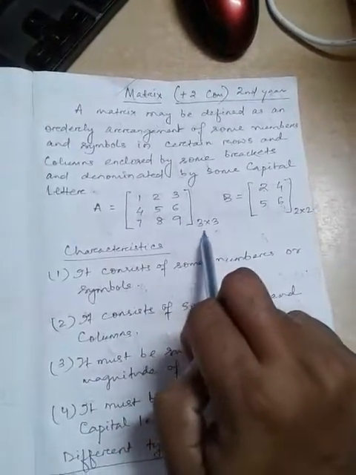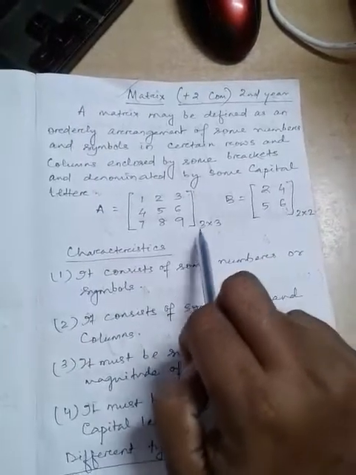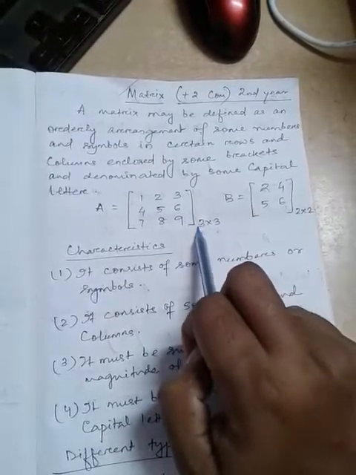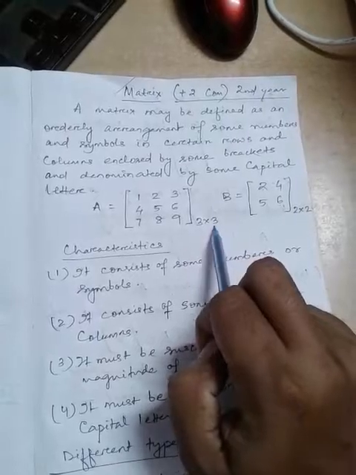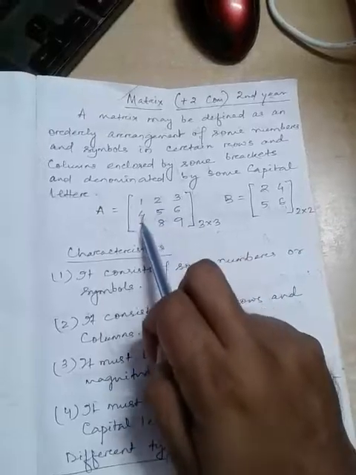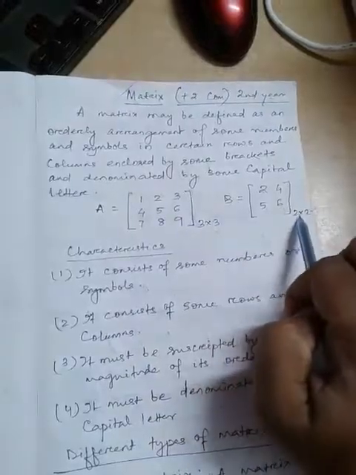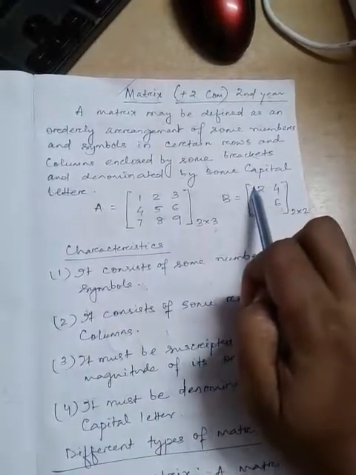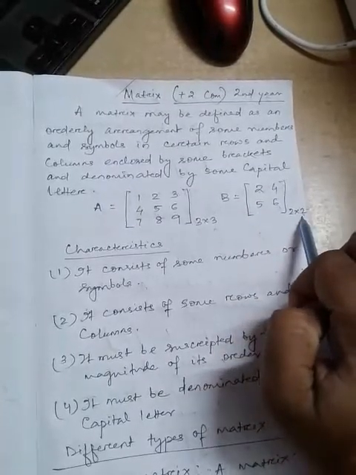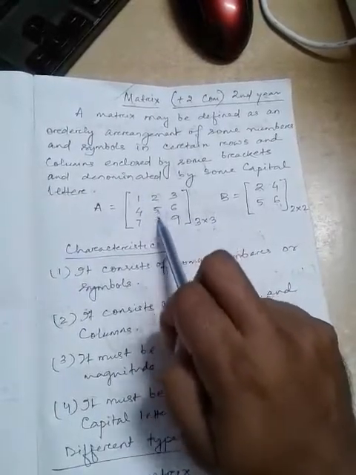What I have written over here is known as order 3 cross 3. How is it read? 3 cross 3. It means 3 rows and 3 columns. So which one is the row? This one: row 1, row 2 and row 3. This is column 1, column 2 and column 3. Similarly, for order 2 cross 2, 2 rows and 2 columns. So I have written 2 cross 2. Here 3 cross 3, 3 rows and 3 columns.